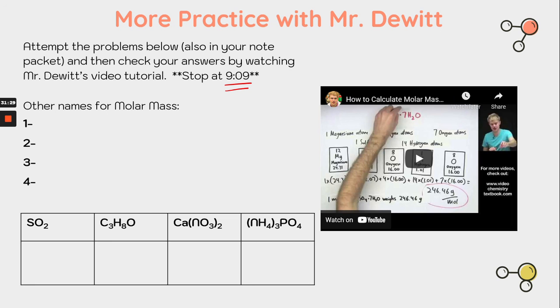Molar mass can be one way. That's my preferred way of talking about this number that we're looking up, but there are lots of other terms for it. So make sure that you watch Mr. DeWitt's video.